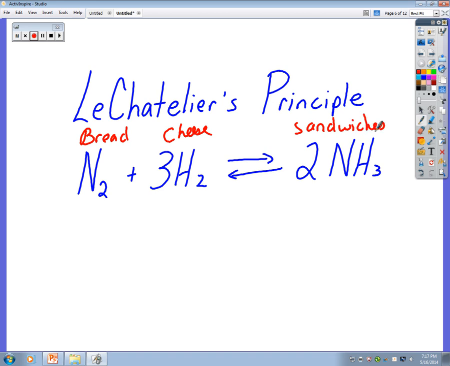Remember, this is a closed container. And Le Chatelier says you can stress a system by changing the concentration, the amount, by changing the pressure or the volume. Those are related. Remember, boil, okay? Or the temperature. All right? So let's go ahead and do concentration first.